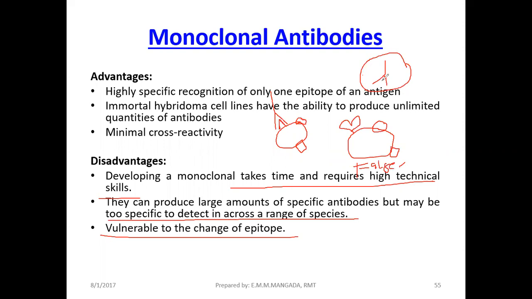Okay? So ito, dahil directed sana siya sa triangle epitope natin, 'di ba? Eh nagkaroon ng change yung itsura niya. So hindi niya na ma-recognize. Okay? So walang binding na mangyari. So that leads to false negative. Okay? So yan yung disadvantage naman ni monoclonal.